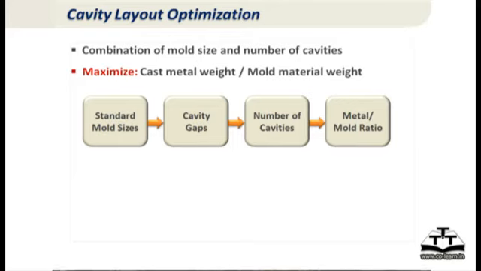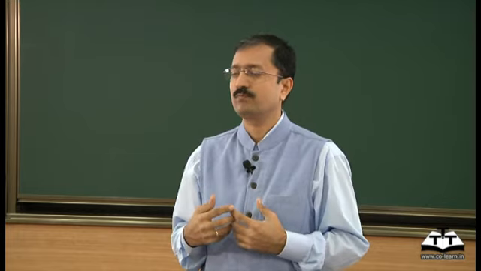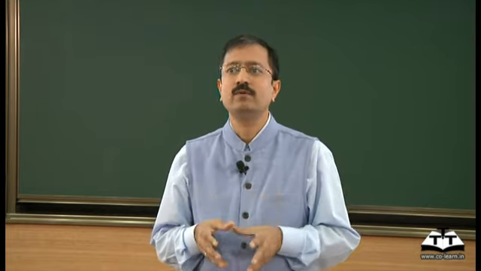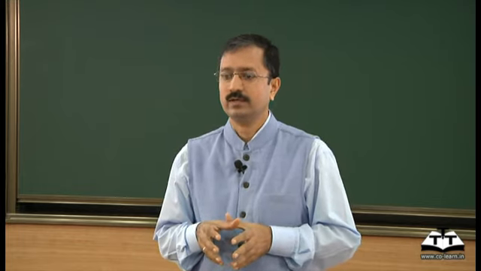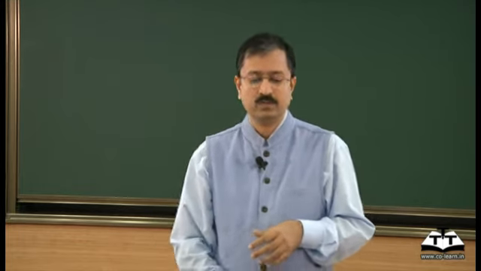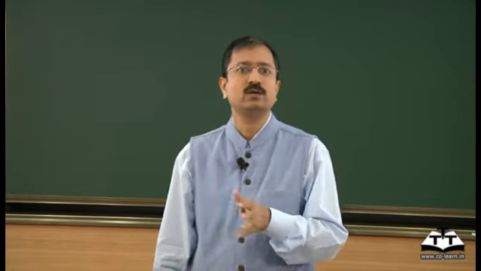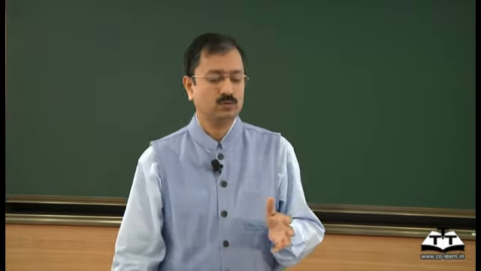You take each box. You take box number 1, and then you know the gaps from the previous equation. So you try to fit as many as possible, making sure the minimum gap is as per the previous guideline. Then you take the second box and see it fits 3 cavities. Take the third box, you see it fits maybe 4 cavities. Then you calculate your metal to mold material ratio: metal weight divided by mold material weight. Okay, and that ratio for ferrous castings should be in the range of 1:4 to 1:8.